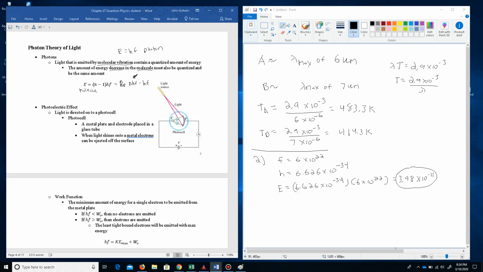When the light shines onto the metal, it will cause metal electrons to eject off the metal and basically into this circuit. And so now you're going to actually see a current go through. And it's going to be basically caused by the light causing electrons to jump off the metal.